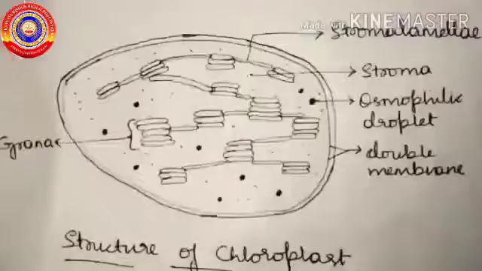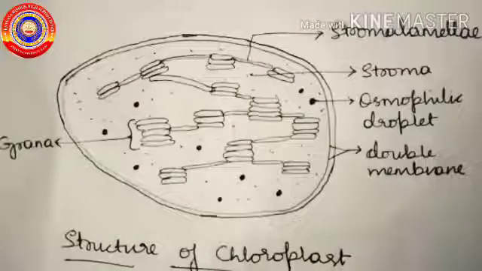Once again, the chloroplast is a cell organelle which has a double-layered membrane filled with a fluid called stroma, and in the stroma we can see membranous sacs which are arranged one above the another. It is called the grana. Each grana is connected by stroma lamellae. This diagram you have to draw in the notebook and label the parts.